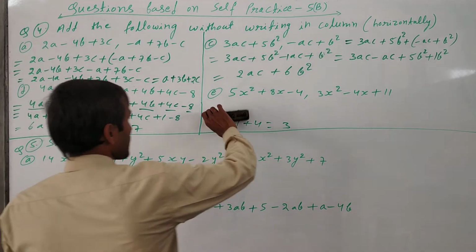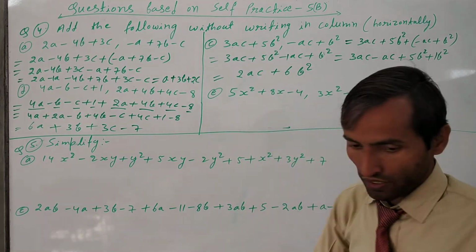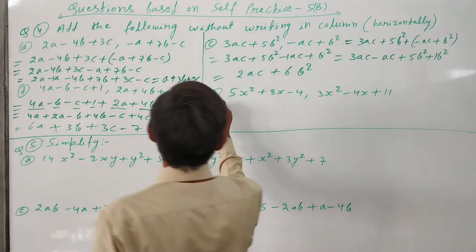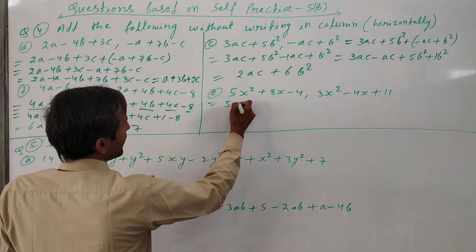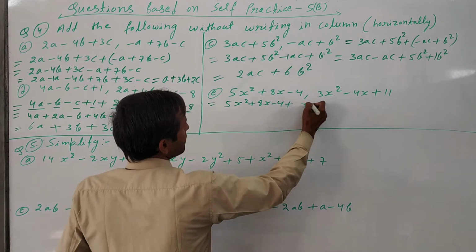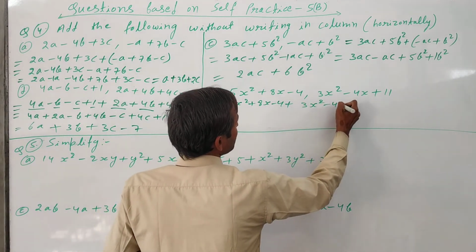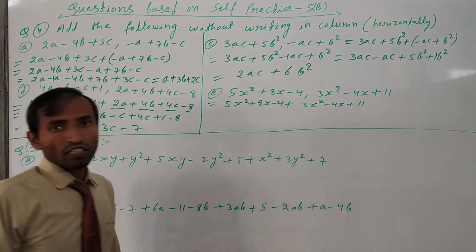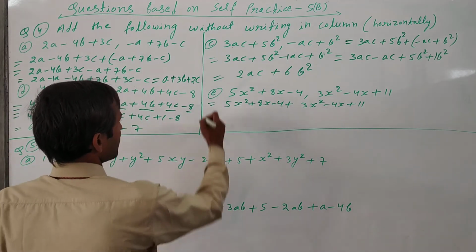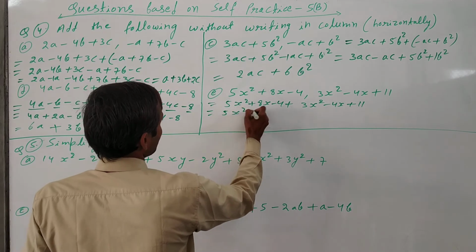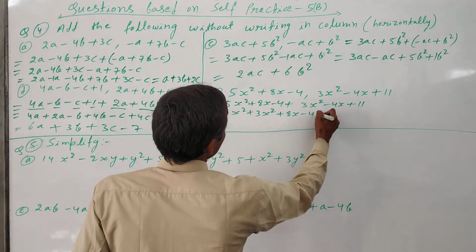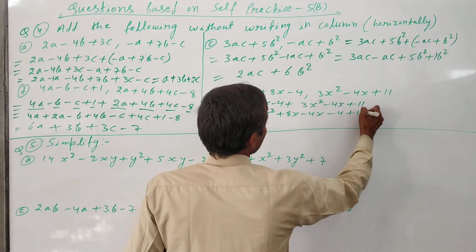Next one, question number E. In the question E, here again we have to write down first of all 5x square plus 8x minus 4 plus 3x square minus 4x plus 11. Okay. Now arrange the like terms, means both we have to add, same as this 5x square plus 3x square. After that plus 8x minus 4x, then minus 4 plus 11.